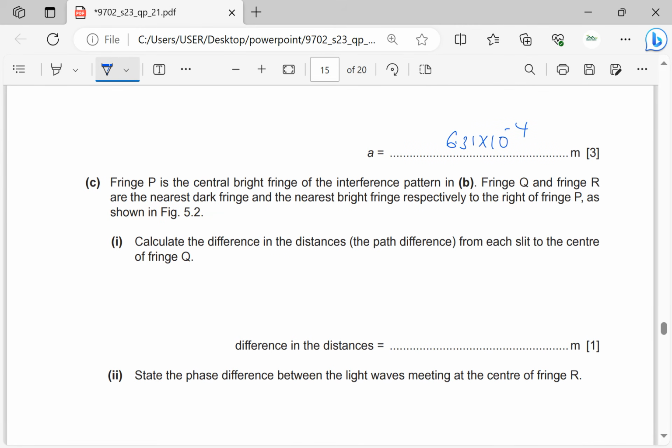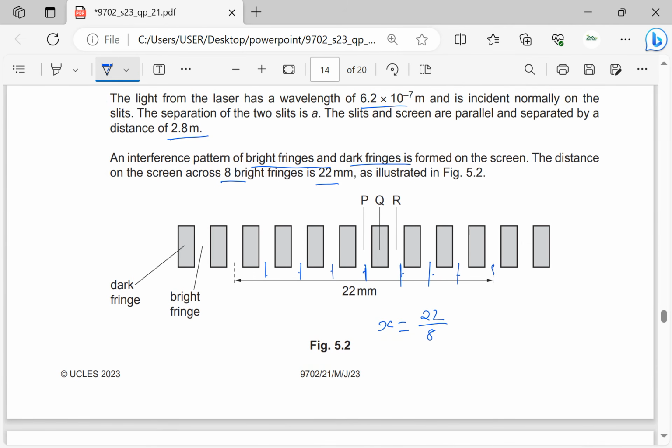Fringe P is the central bright fringe of the interference pattern in B. Fringes Q and R are the nearest dark fringe and nearest bright fringe respectively. So this is the central. P is the central bright fringe where n equals 0. It means R is the first bright fringe where n equals 1.